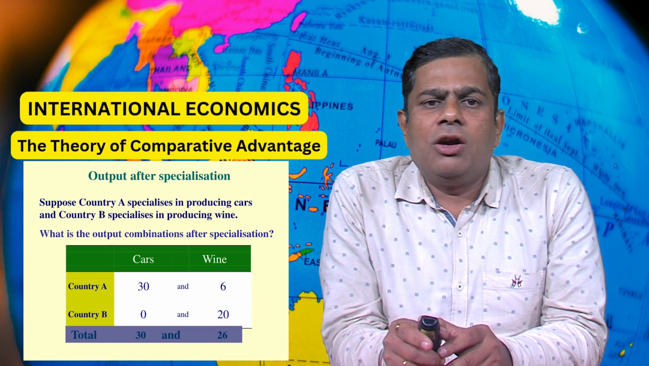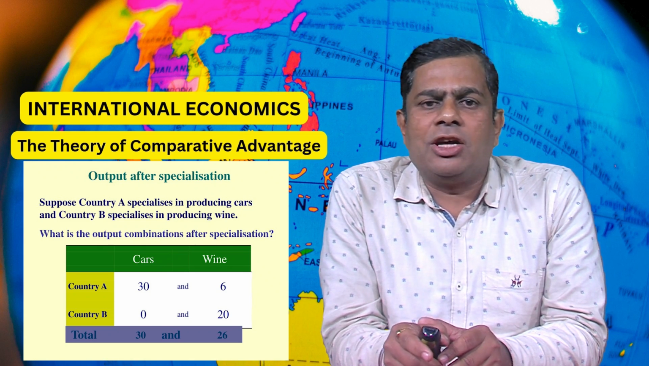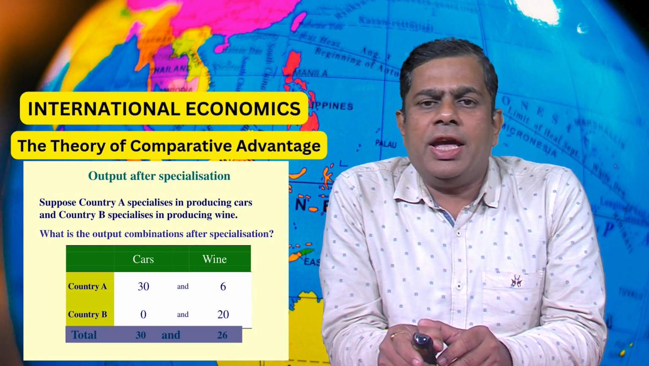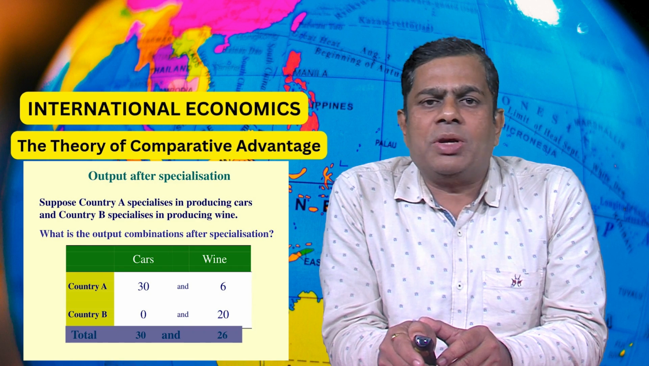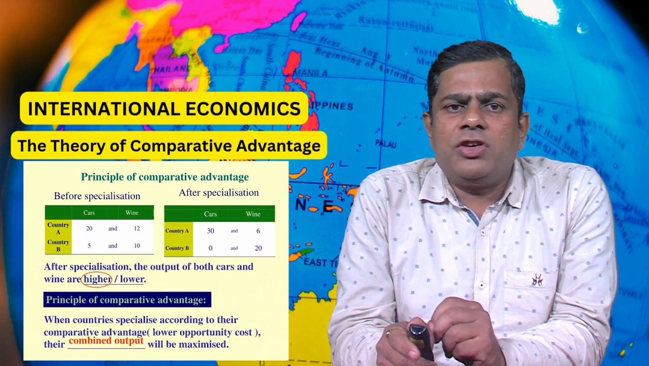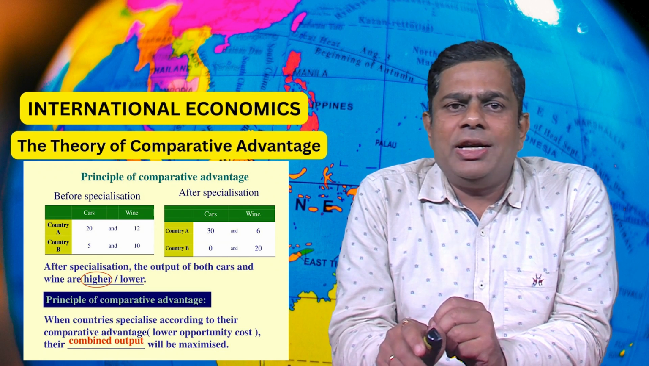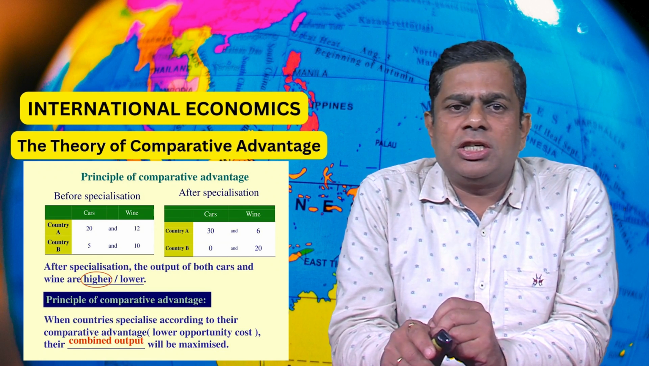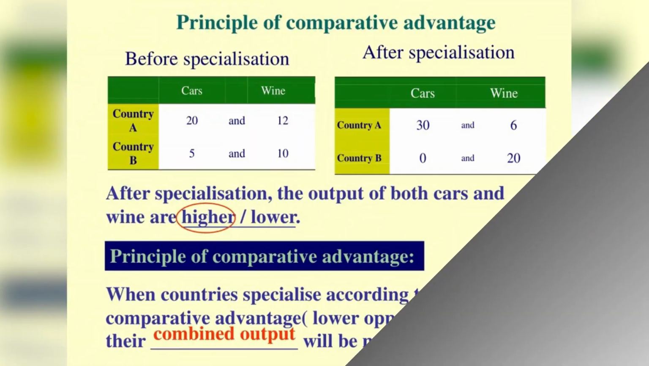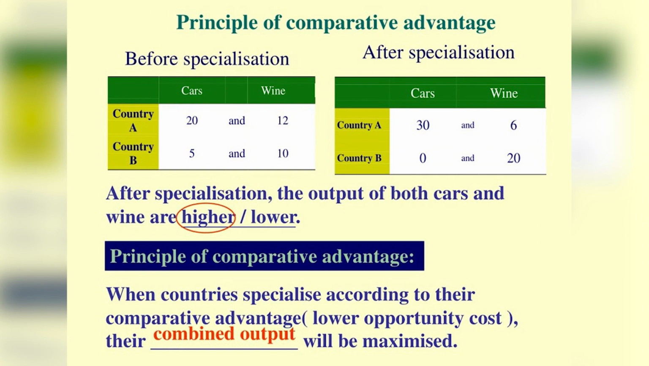So for car, combining country A and country B, it is 30. And for wine, combining country A and country B, it becomes 26. So for the principle of comparative advantage, we are considering two cases: one is before specialization, another is after specialization. If we compare these two tables, what we see is that after specialization, the output of both cars and wines is higher.